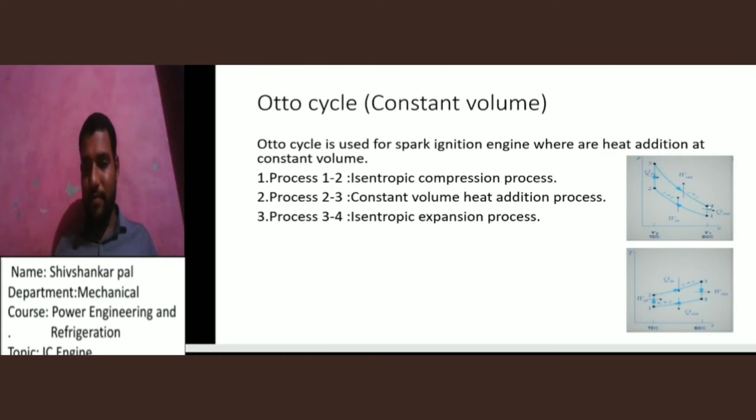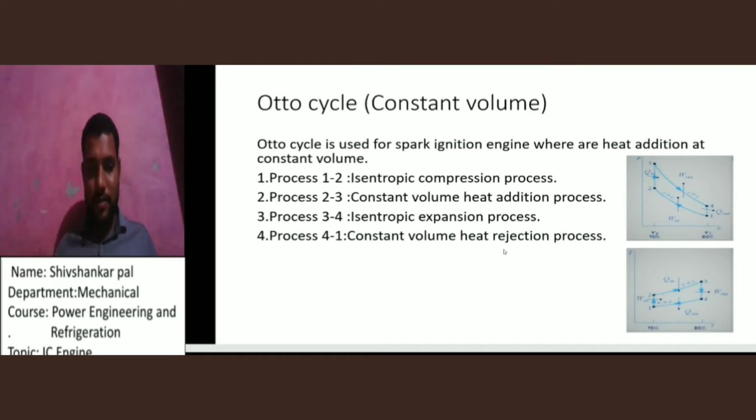Again, 4 to 1 is the constant volume process. Here 2 to 3 is heat addition and 4 to 1 is heat exhaust, both at constant volume. In the TS diagram, a constant volume process makes a curve. 3 to 4 is the isentropic expansion process. Last, 4 to 1 is the constant volume heat rejection process.